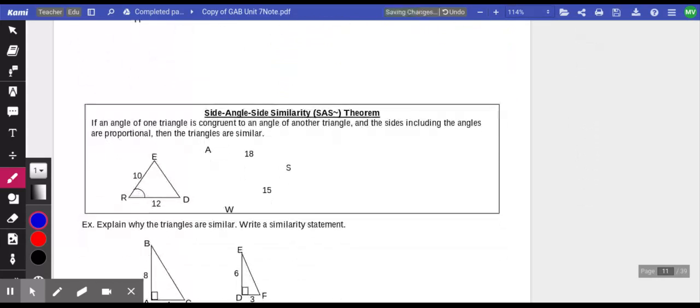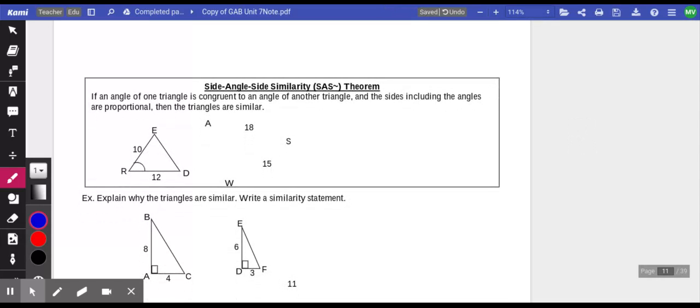The other method for similar triangles is side-angle-side similarity. If an angle of one triangle is congruent to an angle of another, and the sides including the angles are proportional, then the triangles are similar. So my one triangle here is missing. So it would have to be angle S because it has to be in between. So in this case, we would say triangle RED is similar to triangle SWA.